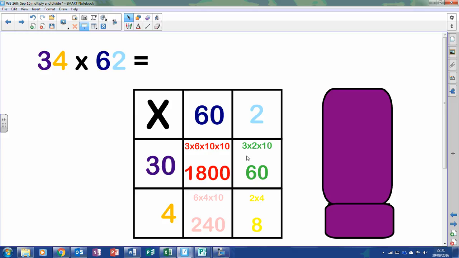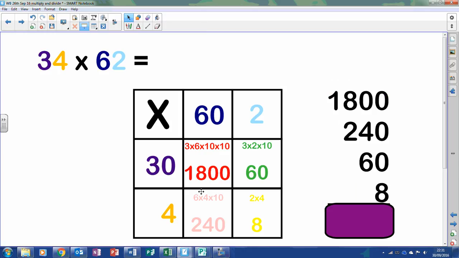Now, we've done all that multiplication, but we still haven't quite got the final answer. What we need to do next is add those numbers up. So I've taken all 4 of those numbers, 1,800, 240, 60 and 8. I like to put them in order of size as well, and we're going to add them up.